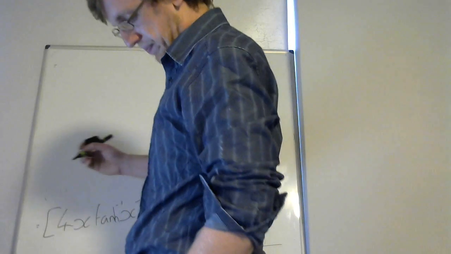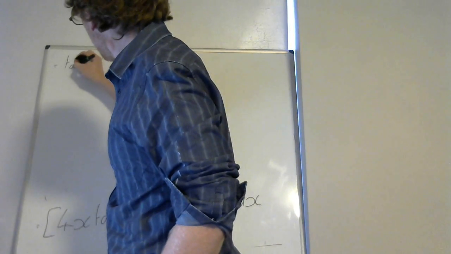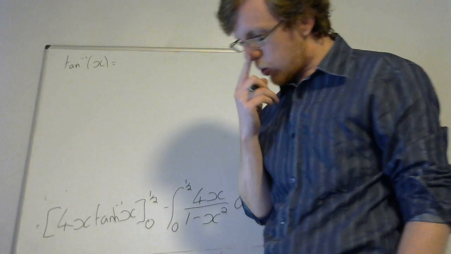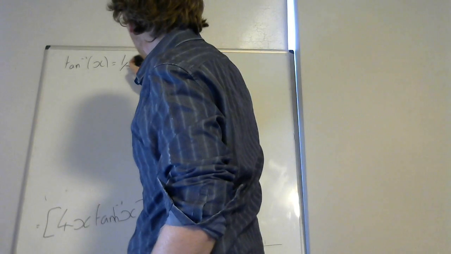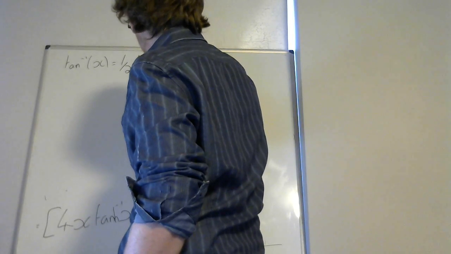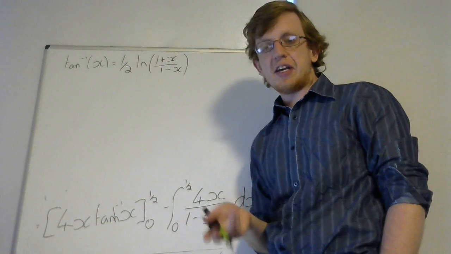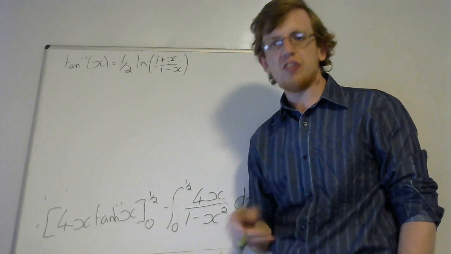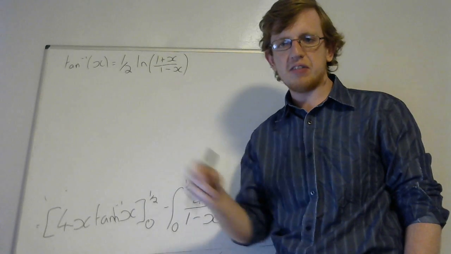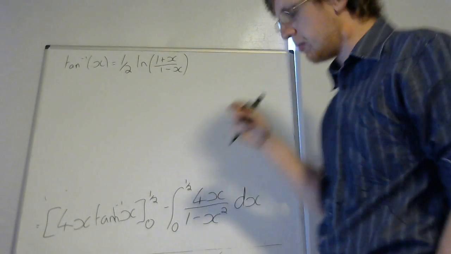of x is equal to a half ln of (1 plus x) over (1 minus x). So that's what we're going to use here to get the whole thing to work out to be ln of 3 to the power of an integer over 2 to the power of an integer, or whatever it was.